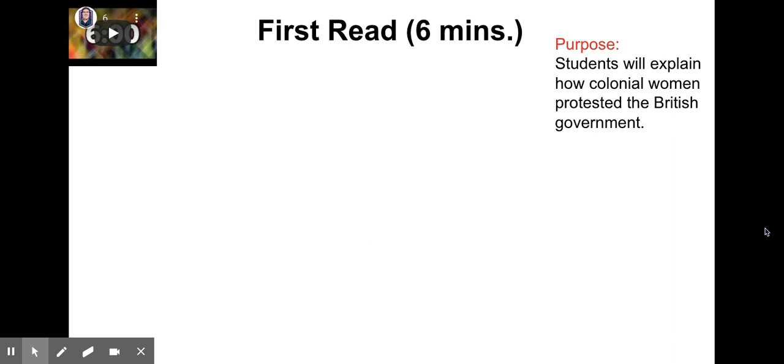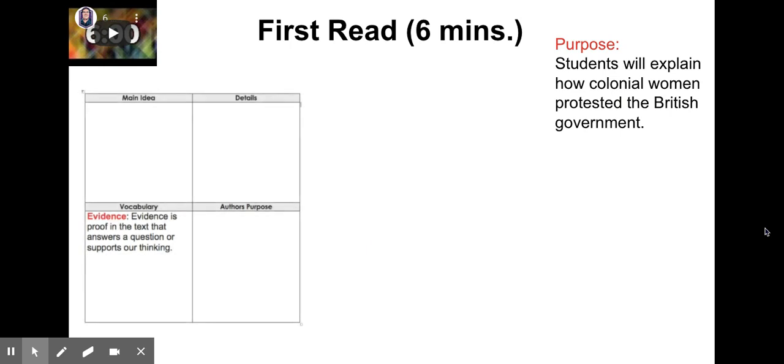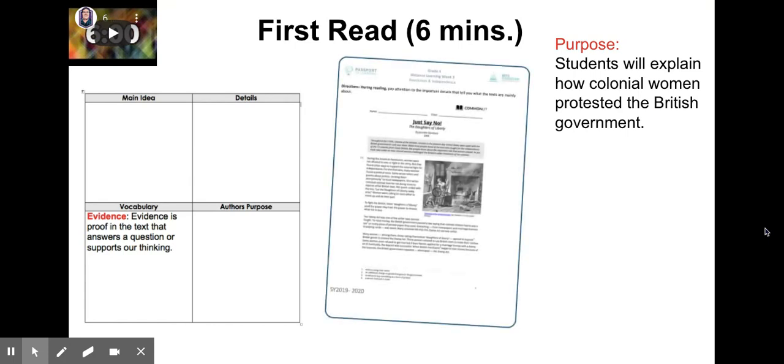For our first read, you have 6 silent solo minutes to read the text to yourself. Our purpose for our first read is you'll be able to explain how colonial women protested the British government. You will need your Foursquare model. Remember to annotate the text as you're reading.